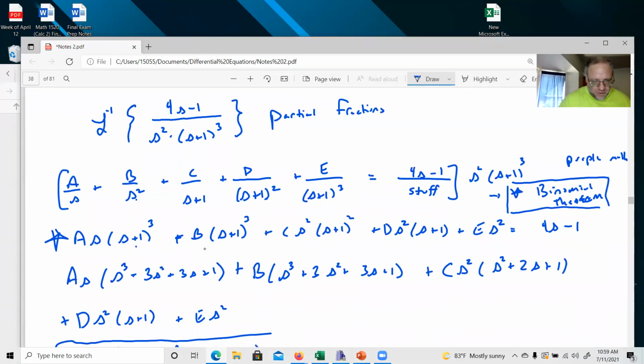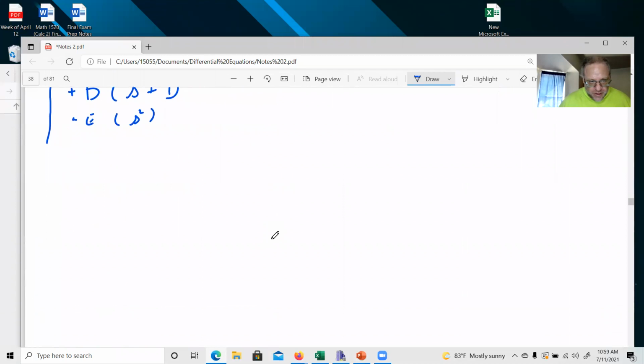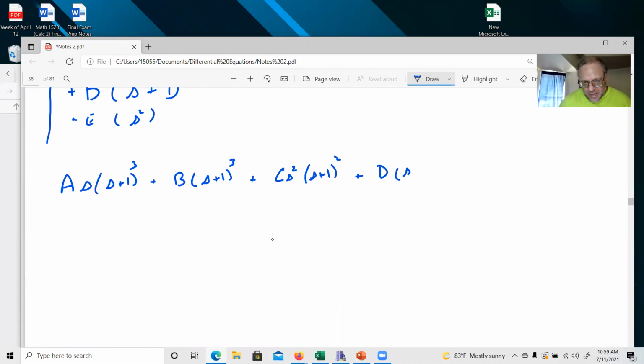Let me go back up to this line right here. Okay, actually, I'll rewrite it. I wish I could copy it, but I don't know how to do that. Okay, so I've got a(s+1)^3 + ab(s+1)^3 + ac s^2 (s+1)^2 + d s^2 (s+1) + e s^2. This was equal to 4s minus 1.